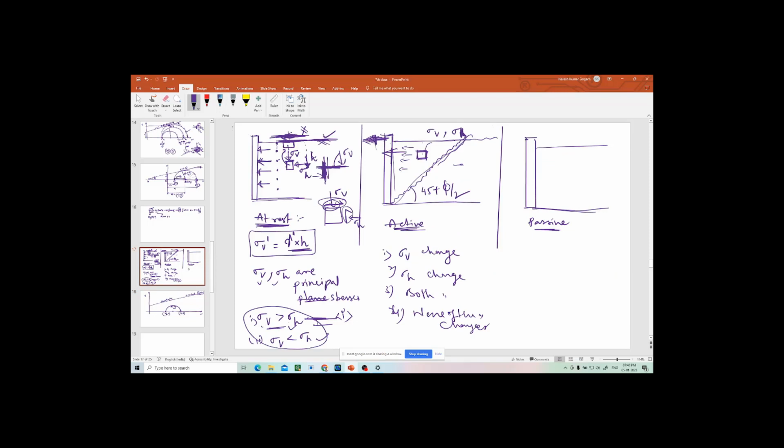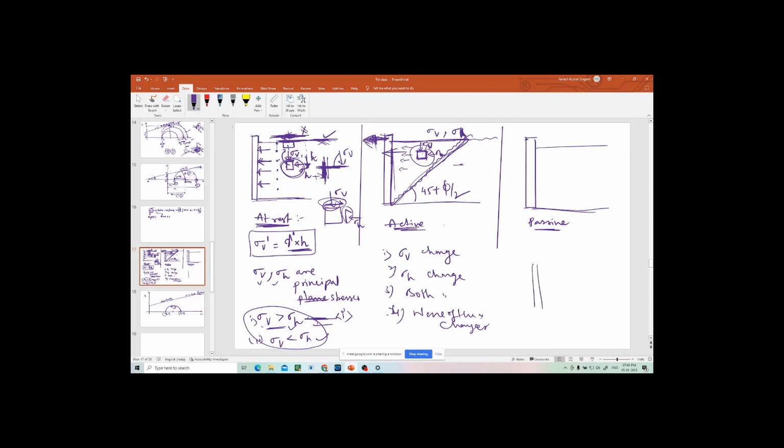Now I'll go to the active condition. In the active condition, I will take the same element. Initially there was sigma v and sigma h, of course. Let us say sigma v1 and sigma h1 initially. Now what I'm doing, I am moving this wall away from the soil. When it is moving away from the soil, as I told you in the previous class, there is some soil wedge like this. This is the soil wedge. This triangular wedge will also move in the downward direction, you can say simply.